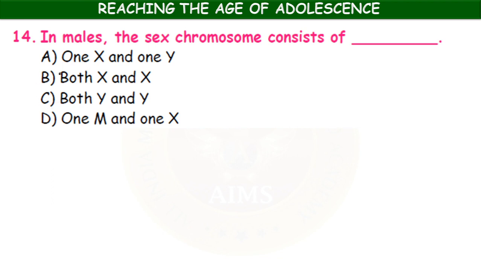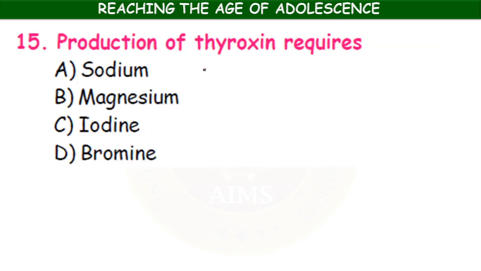In males, the sex chromosomes consist of only one X and one Y, both X and X, both Y and Y, or one M and one X? It is one X and one Y chromosome.